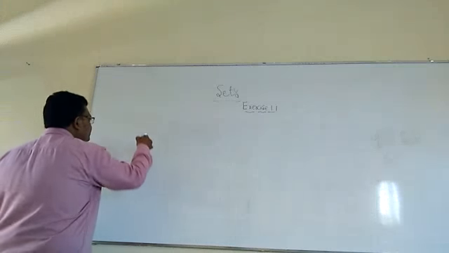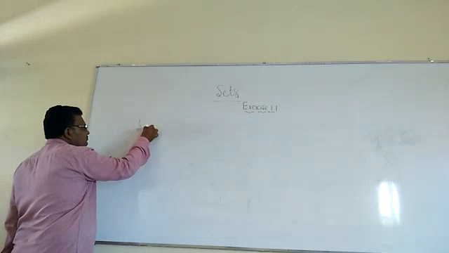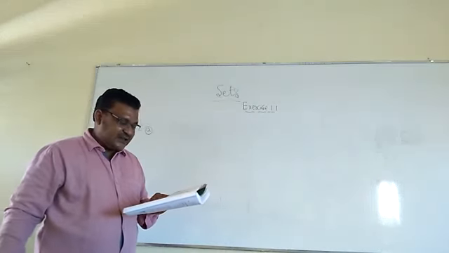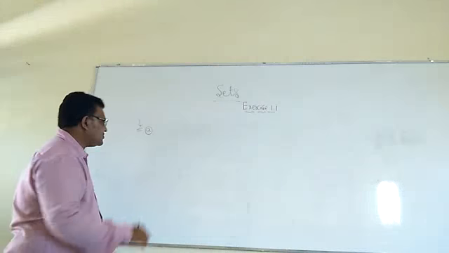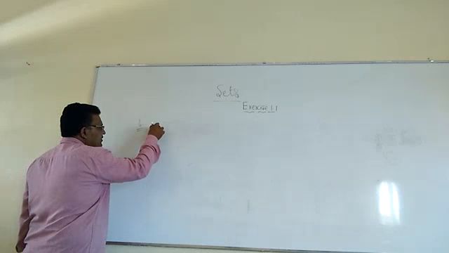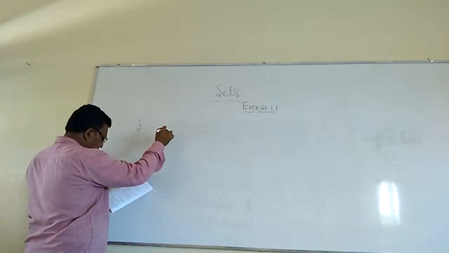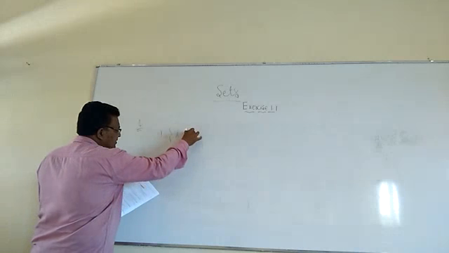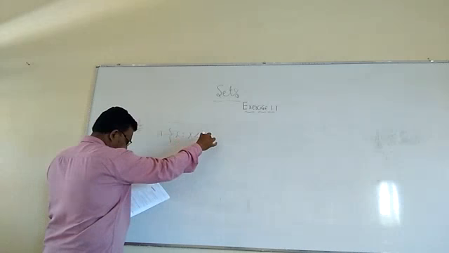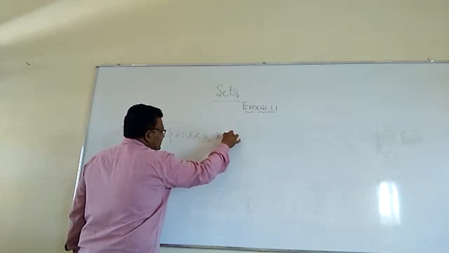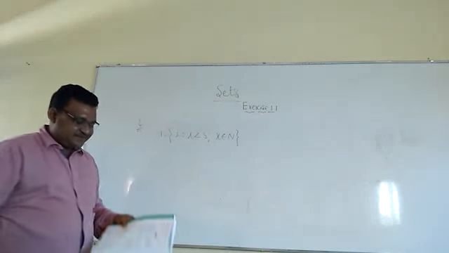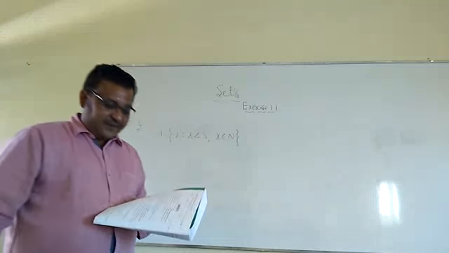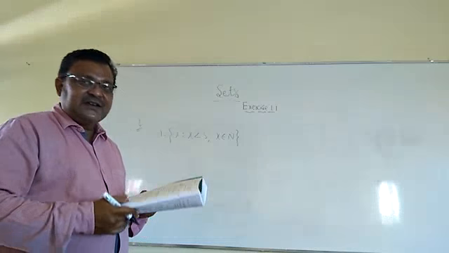Next, fourth main. Fourth main is given. Let A equals the set of x such that x is less than 5 and x belongs to natural numbers. This is the one set given here.